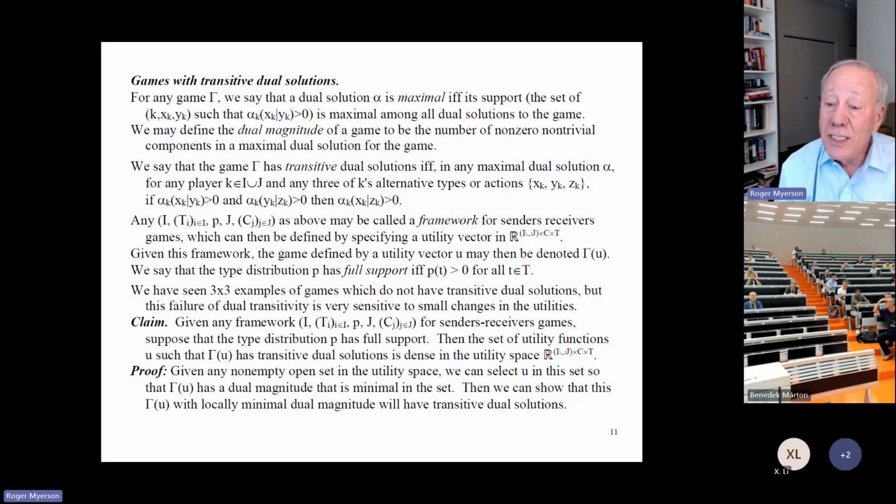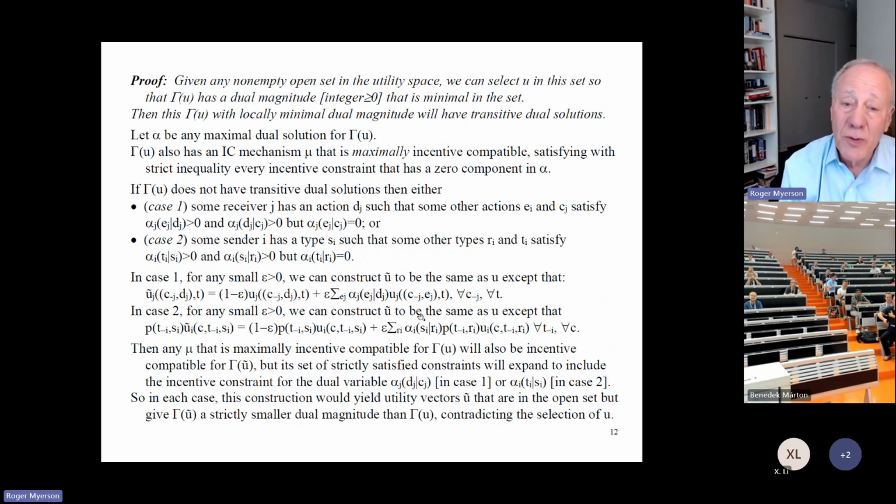Then we can show that this gamma of u with locally minimal dual magnitude will have transitive dual solutions, and I'll show you how you perturb it. Basically, if gamma of u does not have transitive dual solutions, then either some receiver has three actions that violate transitivity, or some sender has three types that violate transitivity. And for any arbitrarily small epsilon, we're going to construct u hat to be the same as u, except take the action di, such that di is the middle from c.